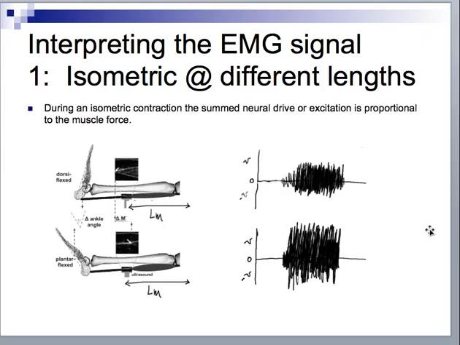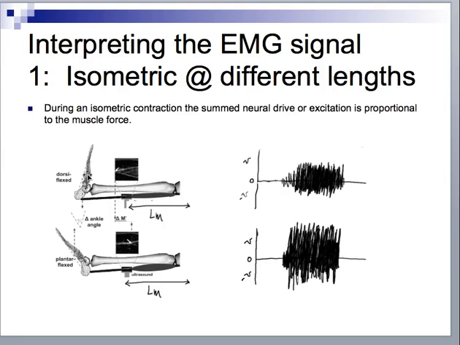Okay, so now we have a basic understanding of what the EMG signal is telling us, and we understand it's both rate coding and recruitment, and it is modulating muscle force to meet an external load. So the next question we could ask is, how do we interpret differences in the EMG signals? The first scenario we're going to consider is an isometric contraction at two different joint angles.